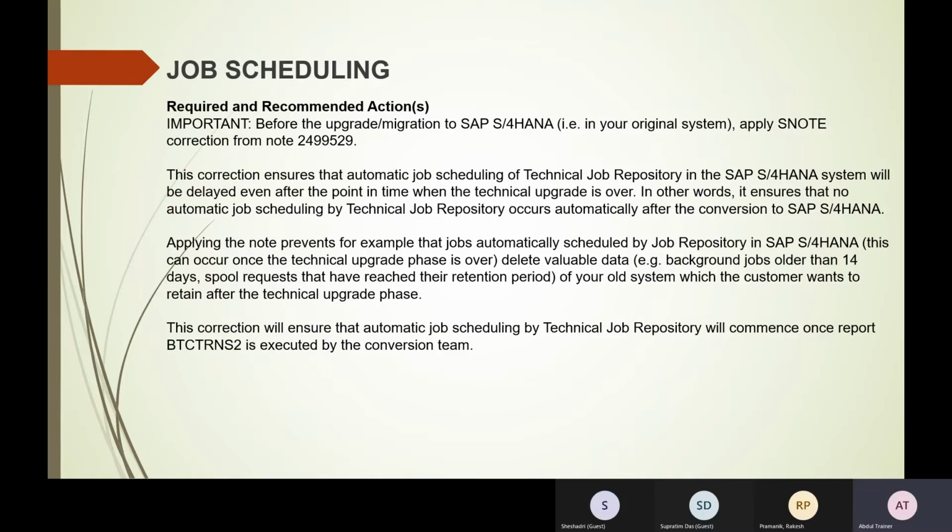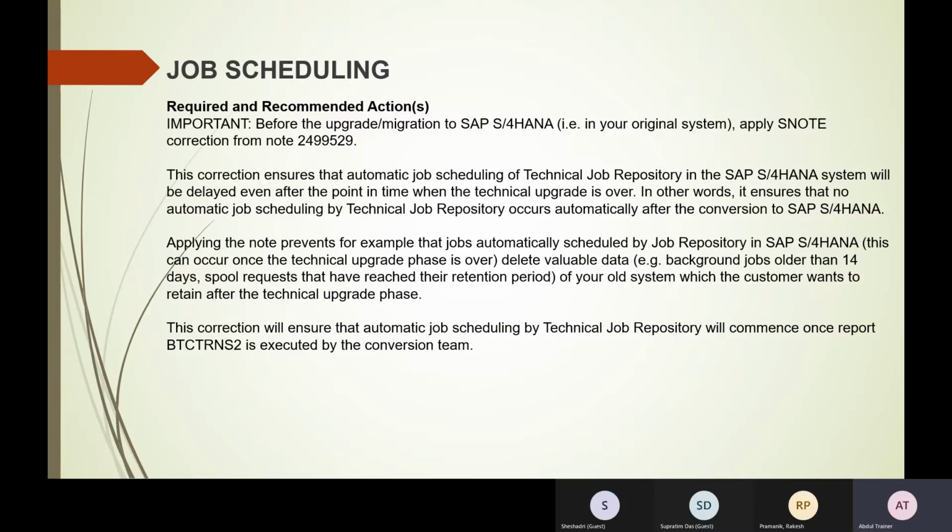Before upgrade or migration to the S4HANA system, you have to apply this SAP note 2499529. If you are migrating your ECC to S4HANA or upgrading your older S4HANA to a newer S4HANA system, then before migration and upgrade, you have to implement SAP note 2499529. That is mandatory.